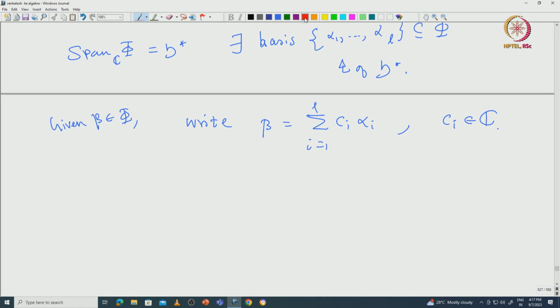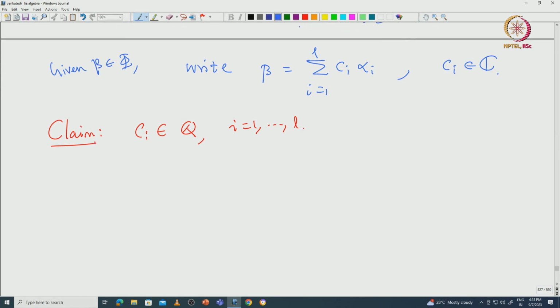So, what do we claim now? We claim that these c i indeed come from rationals for all i from 1 to n. This is again an immediate corollary of beta of h alpha being integers. So, let us do this.